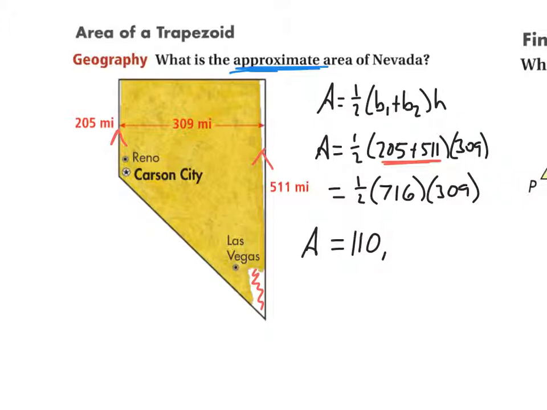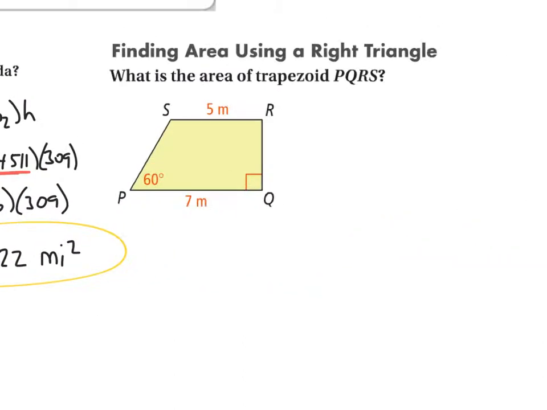110,000. I can't hear you when you talk so low. 110,000. Now everybody's talking. 622, and it is square miles. All right. Good. Questions, comments? Nope. Let's go to the next one.